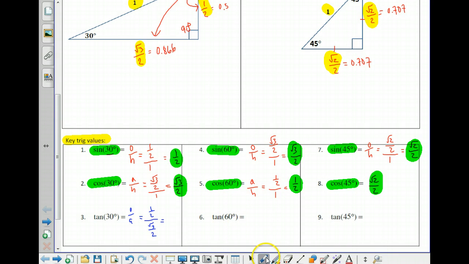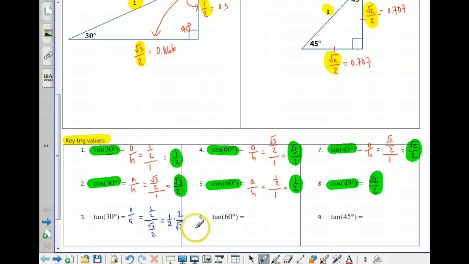Nightmares of middle school. Xavier, you gotta... Oh, you flip the second one and then you multiply. Right, so 1/2 divided by square root of 3 over 2 is the same thing as 1/2 multiplied by the reciprocal, 2 over square root of 3. That's a proper way to divide fractions. Any questions on that?